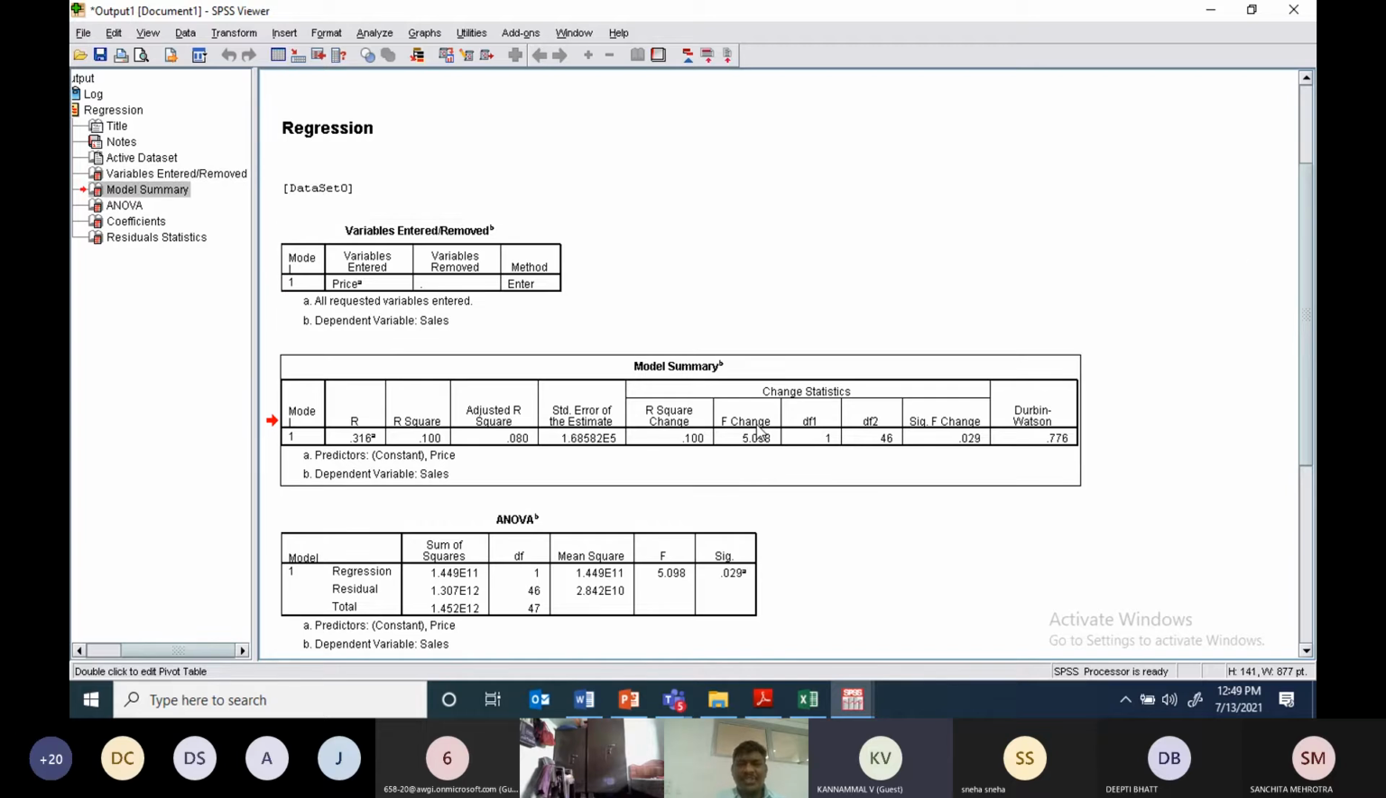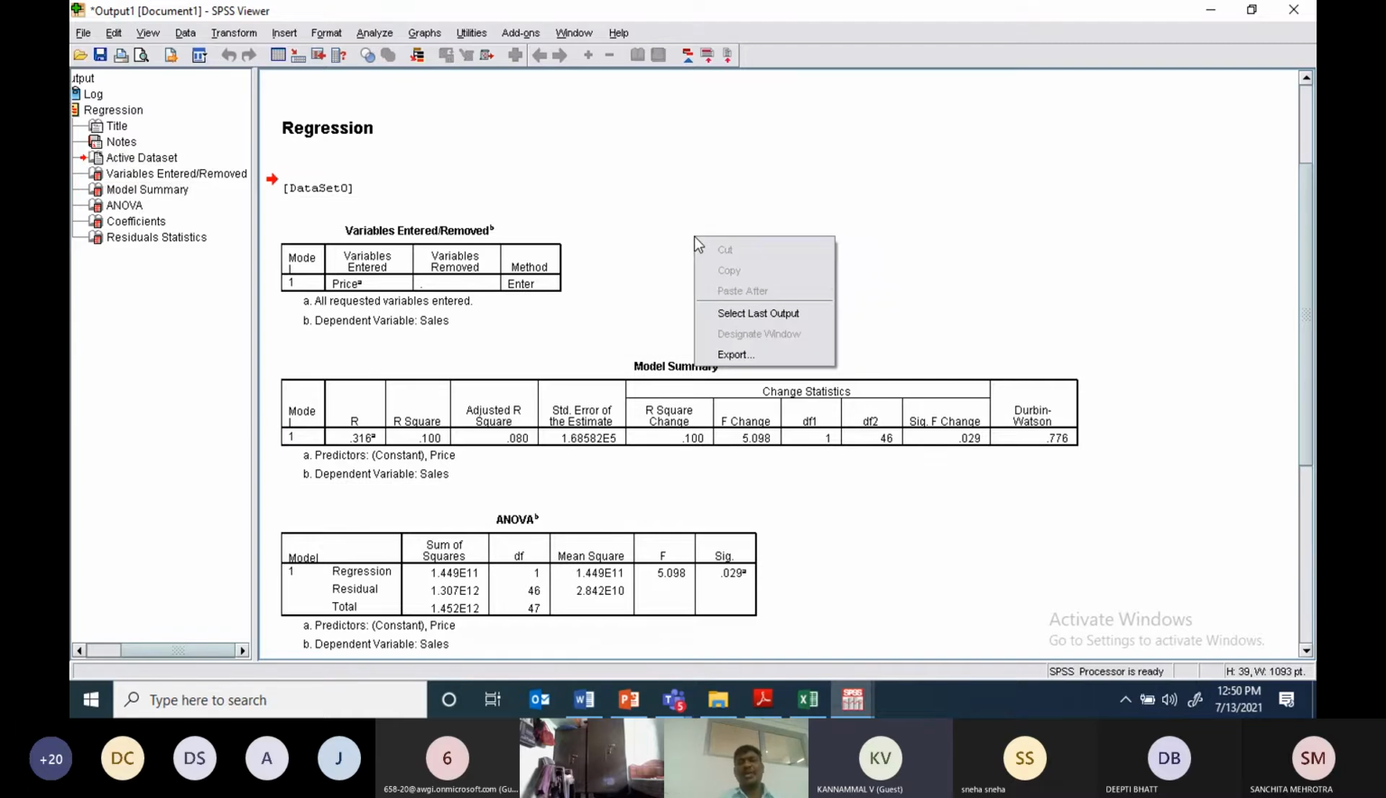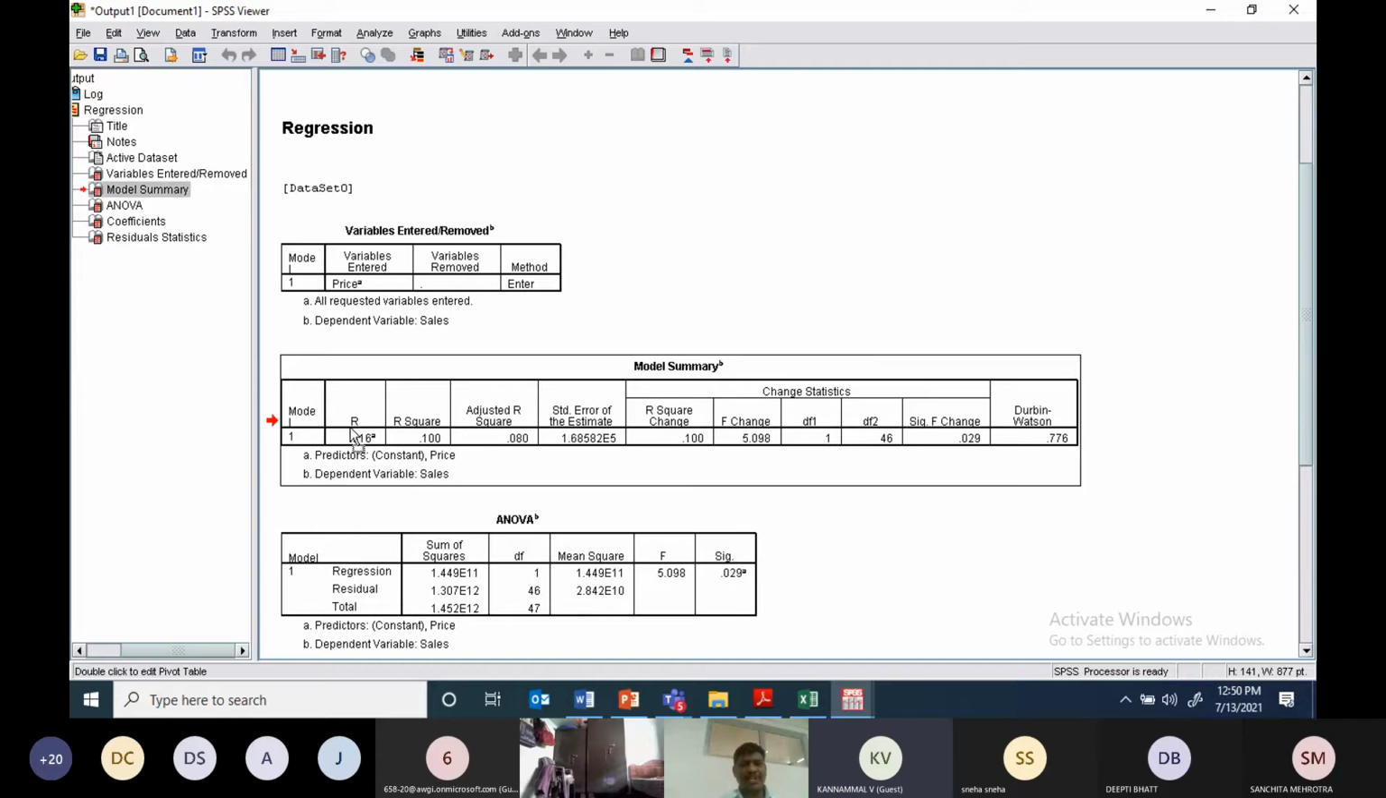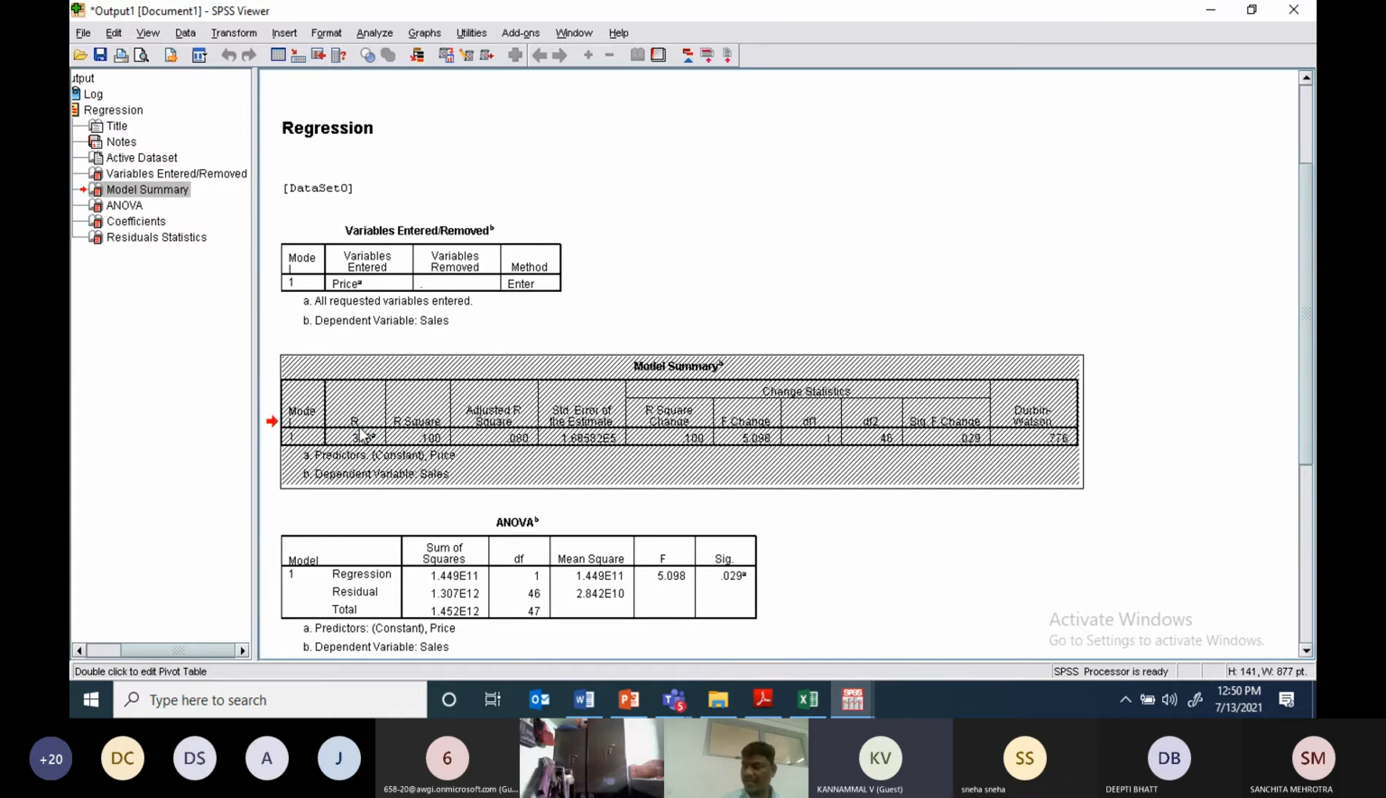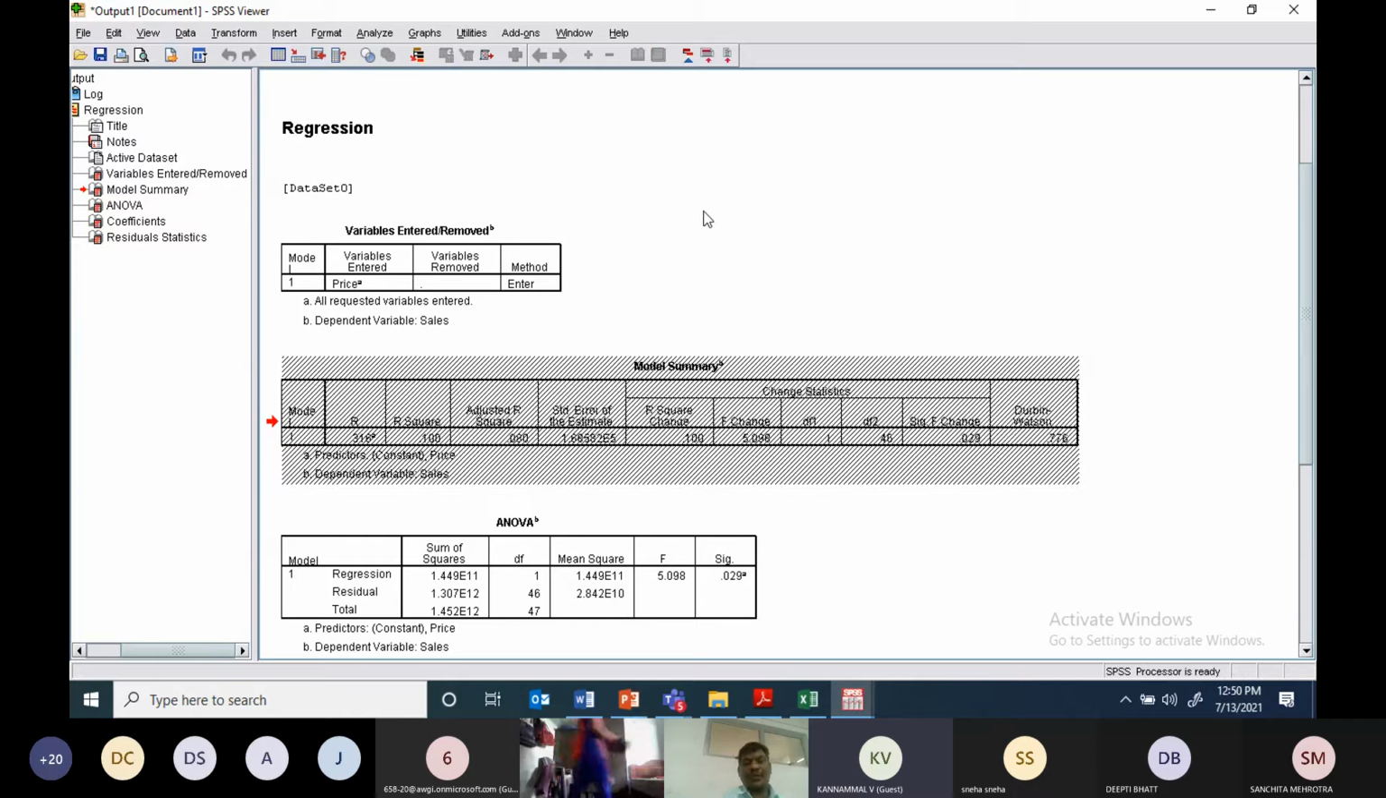Second table, just take only the R square value. Please try to understand. You can take only this particular R square value. What is R square value? It shows the model fitness. That's what I want to tell you. R square is nothing but the coefficient of determination.